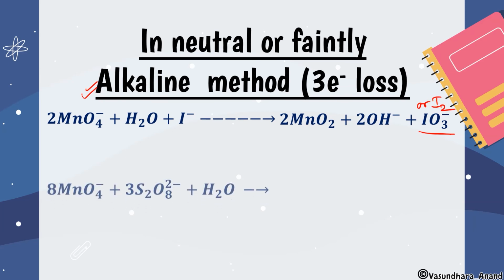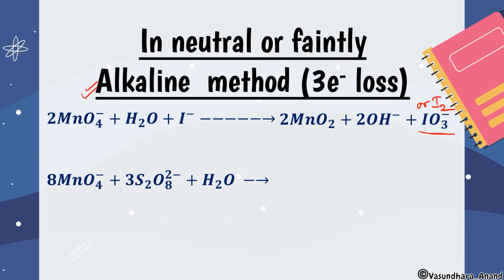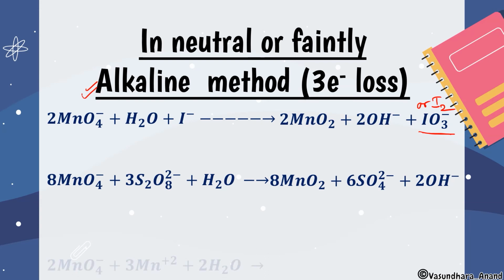Okay, now the next thing, MnO4 minus plus S2O8 2 minus plus H2O. Again, the two products are for sure MnO2 and OH minus. And the peroxysulfate will convert into sulfate ion.